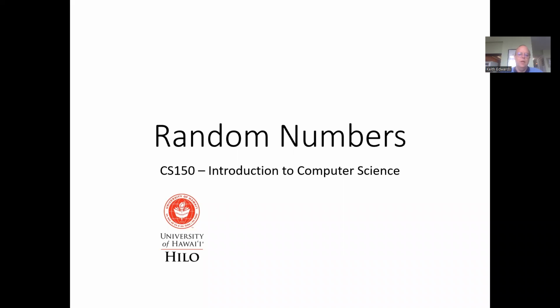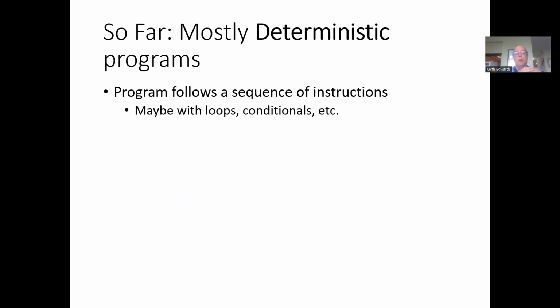Okay, so today's topic is random numbers, and this will tie in a little bit with arrays. So we're continuing on with what we're doing in CS150. So far, our programs have pretty much been deterministic. We follow a sequence of instructions, or maybe some loops, some conditionals.